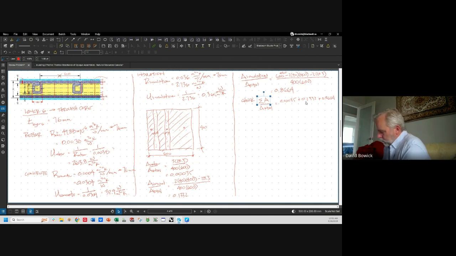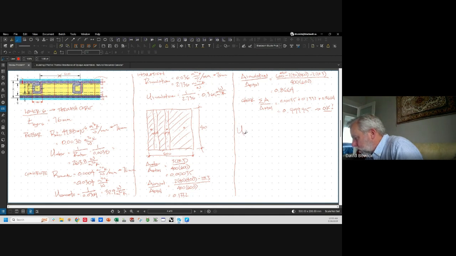These are already percentages. So 0.00035 plus 0.1332 plus 0.8664 equals 0.99995. Okay, so it passed the check. So then we need to add up our U values proportional to our areas.